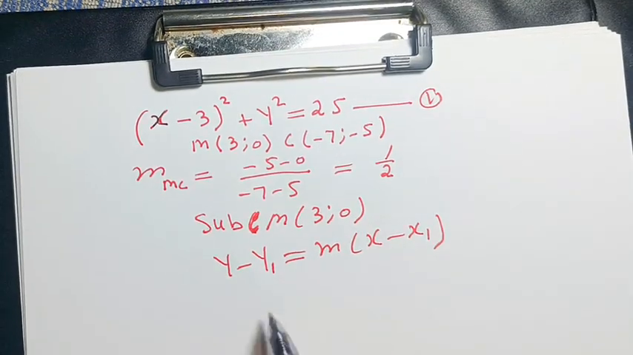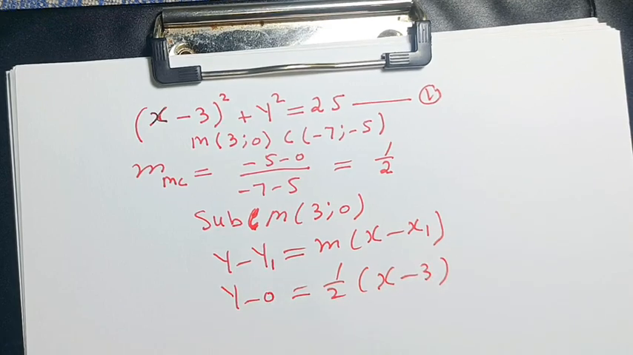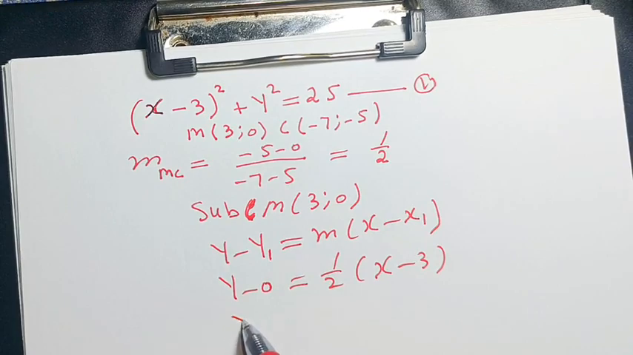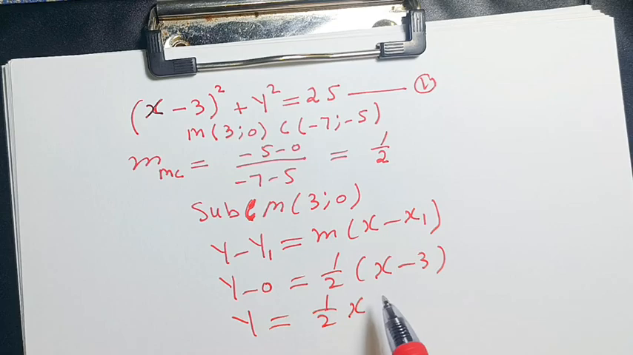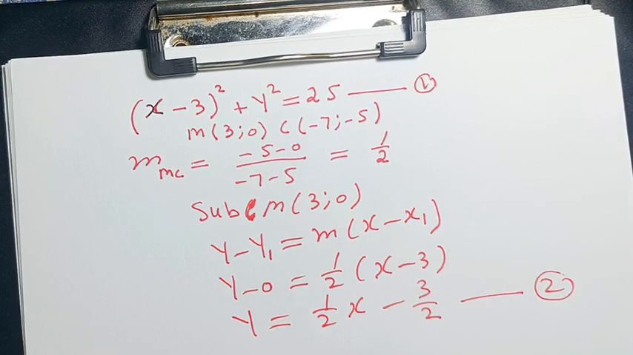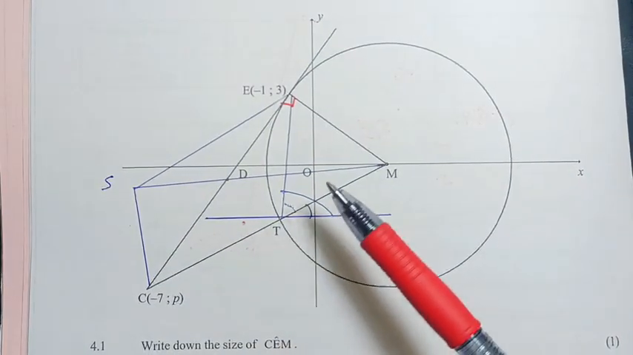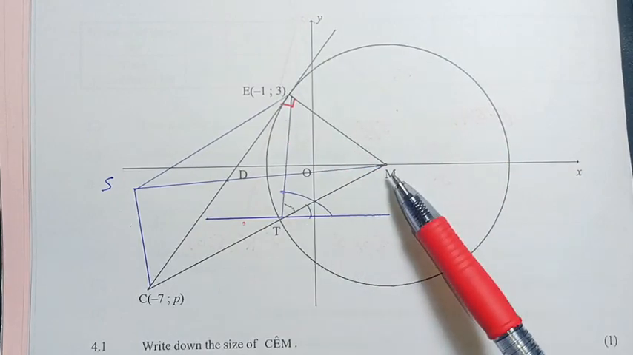So the gradient we have is 1 over 2. So this is x, this is y. y minus 0 is equal to 1 over 2 times x minus 3. Now I simplify: y is equal to 1 over 2 x, and multiplying inside, it becomes negative 3 over 2. So this is my number 2. This is the equation of MC. Now, T is the point of intersection. Let's remember, T is the point of intersection. So I'm going to equate the equation of the circle and the equation of MC.